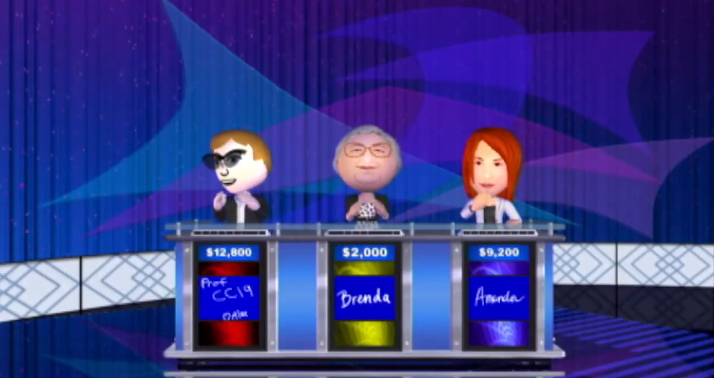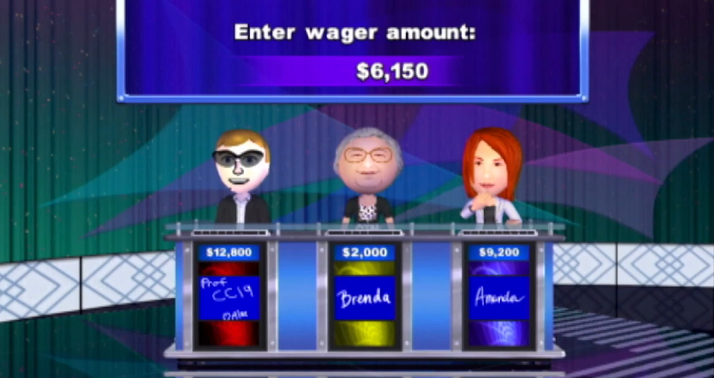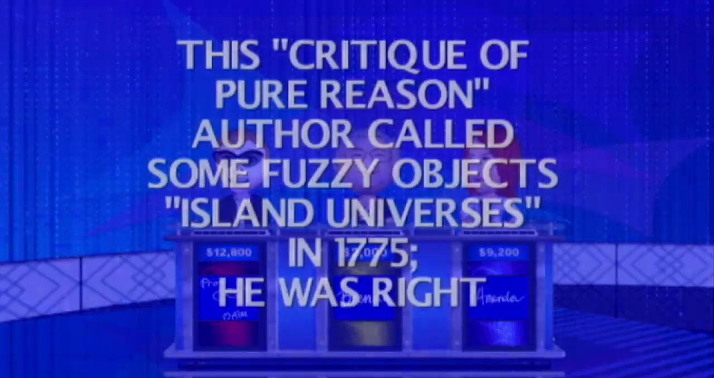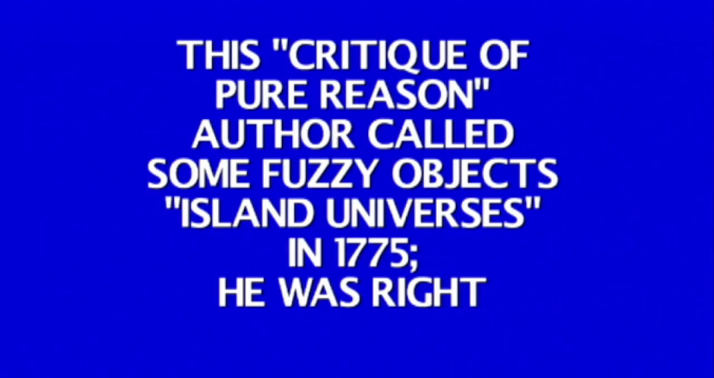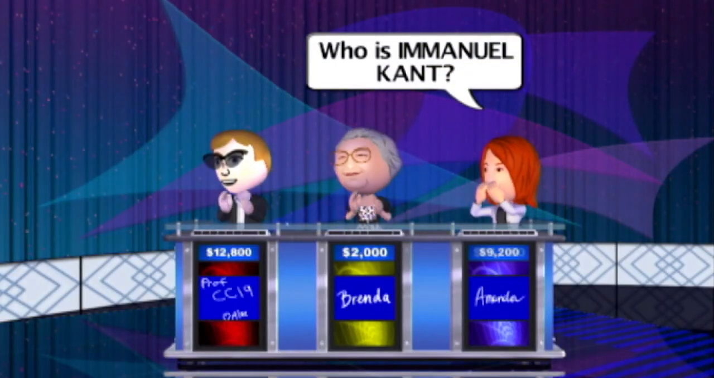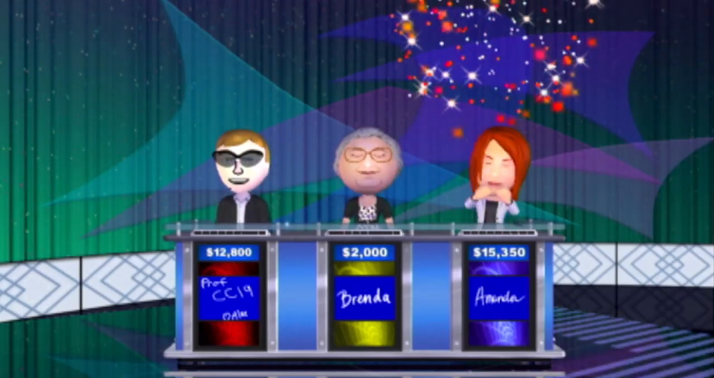Answer. The first of the 2 daily doubles. You're in second place, so what is your wager going to be? How much are you going to wager? Here is your clue. This critique of pure reason author called some fuzzy objects island universes in 1775. He was right. The lead is also yours.